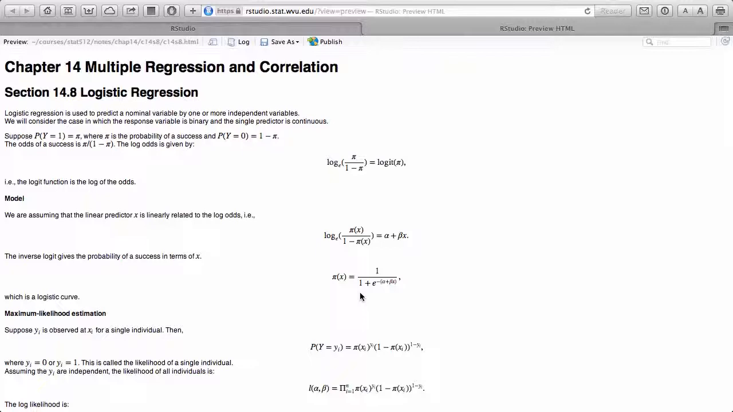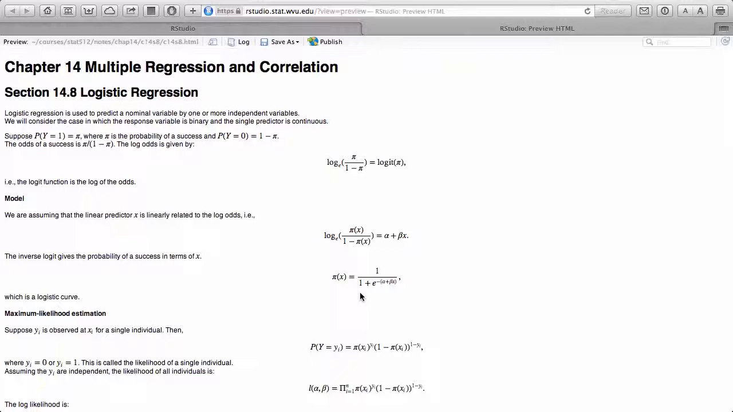If I would have had a Probit instead, it would also go from 0 to 1. It's called the cumulative distribution function of the normal distribution. And it starts out at minus infinity at 0, and eventually it gets up to 1. It's an S-shaped curve. This is also an S-shaped curve, but it's a slightly different curve.